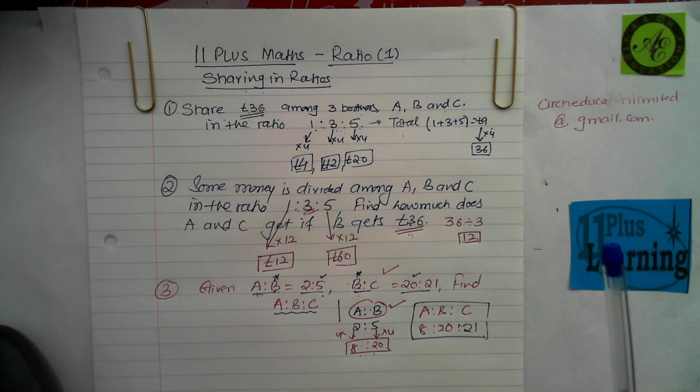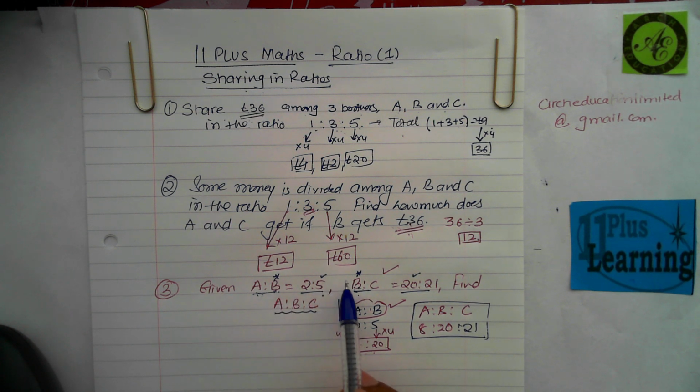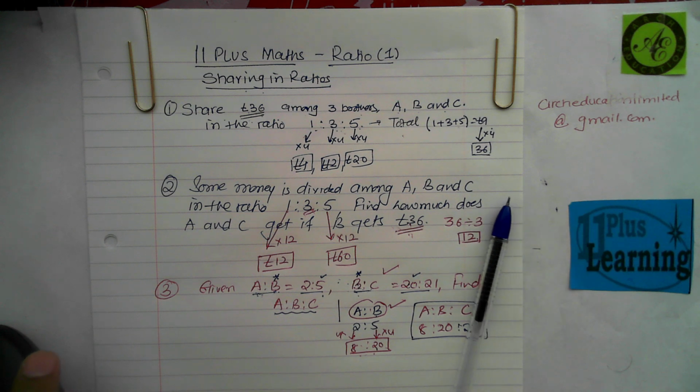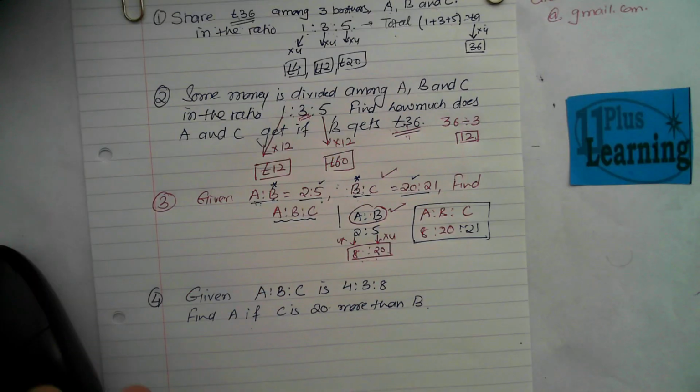So once again, you're going to make sure, check carefully which of the letters is the same, then make that letter equal in numbers as well in both the ratios, like we've done over here, 20 for the B, 20 for the B. Okay, then rewrite the ratios there. Move on to the next type of question.